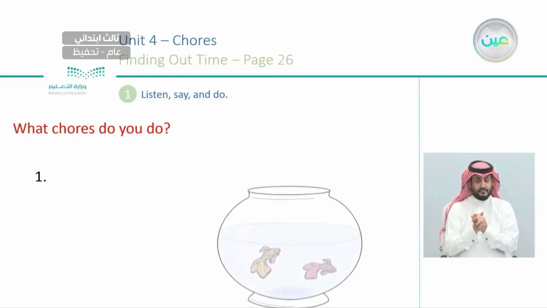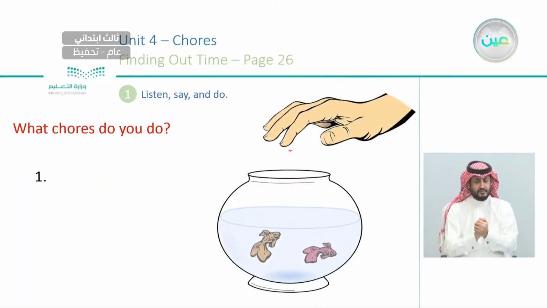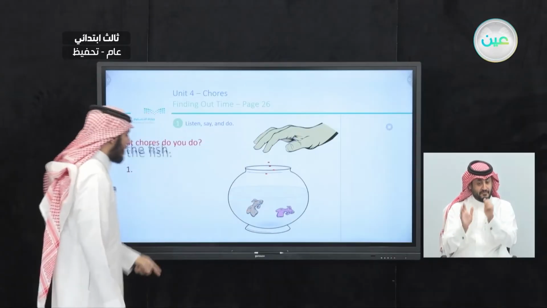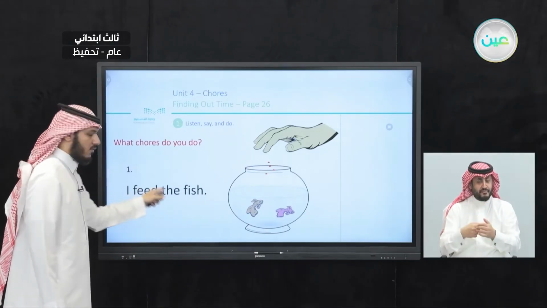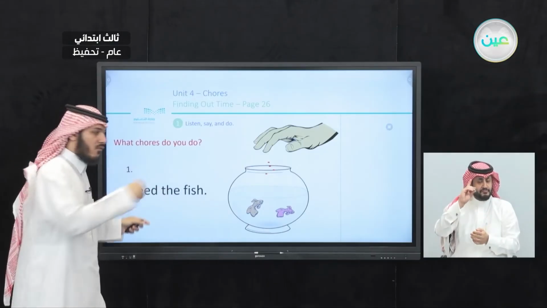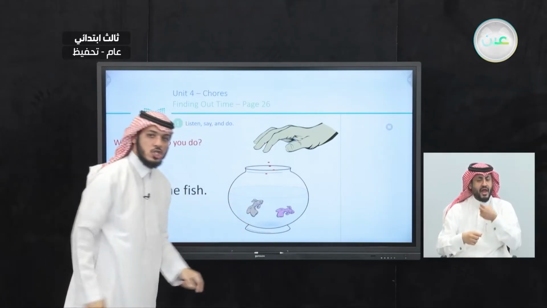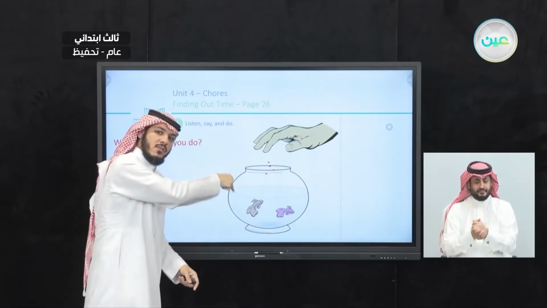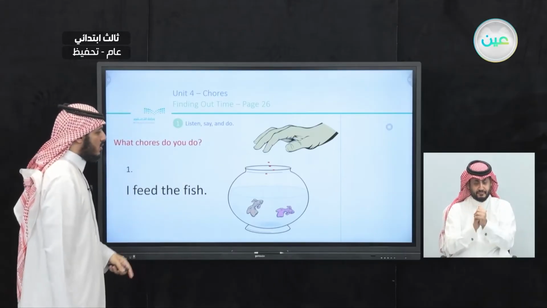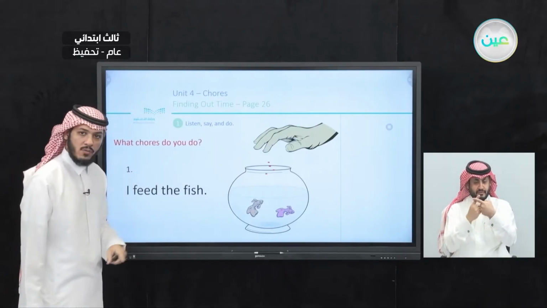Okay, so number 1, we have now a bowl of fish, and we have someone who's feeding the fish. So what is this? This is I feed the fish. Okay, so we have fish here. So I feed the fish. Excellent. So this is the first one, number 1 of the chores.